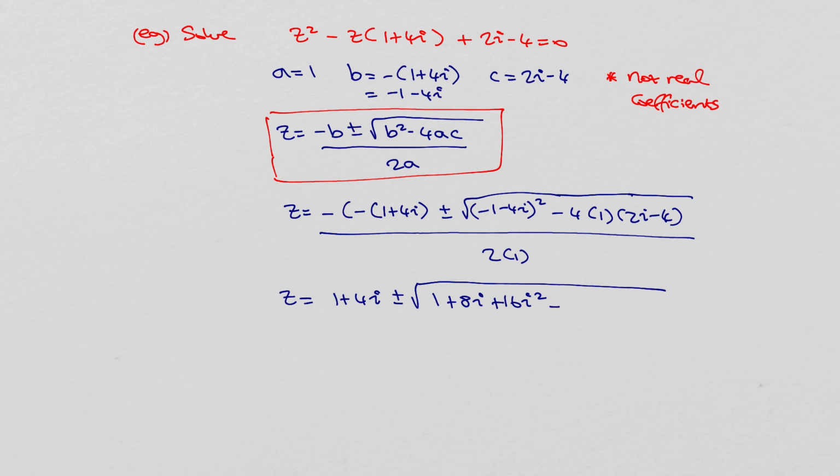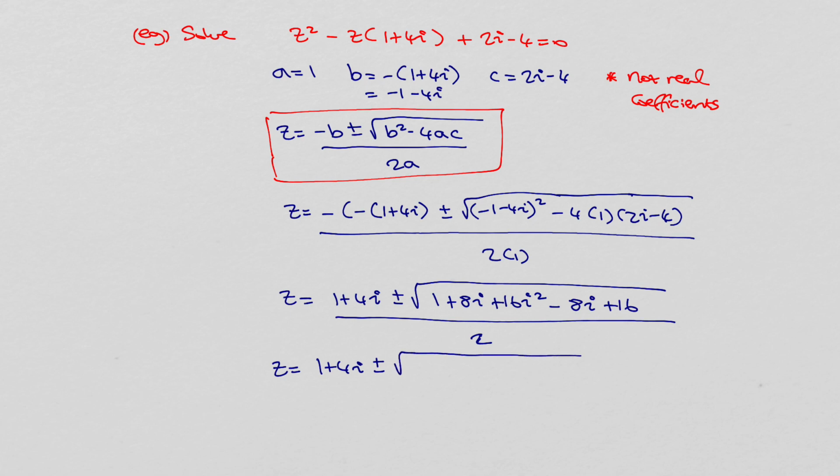And then minus 4i squared is 16i squared. Minus 4 times 1 times 2i is minus 8i. And minus 4 times 1 times minus 4 is plus 16. And then that's all over 2. So simplifying underneath the square root sign then, remembering that i squared is always equal to minus 1.